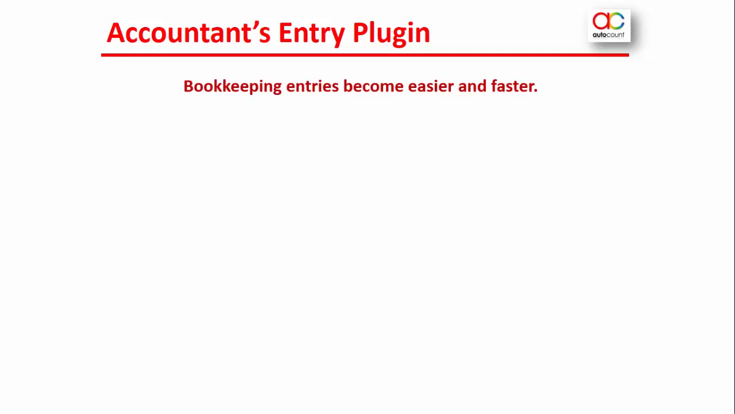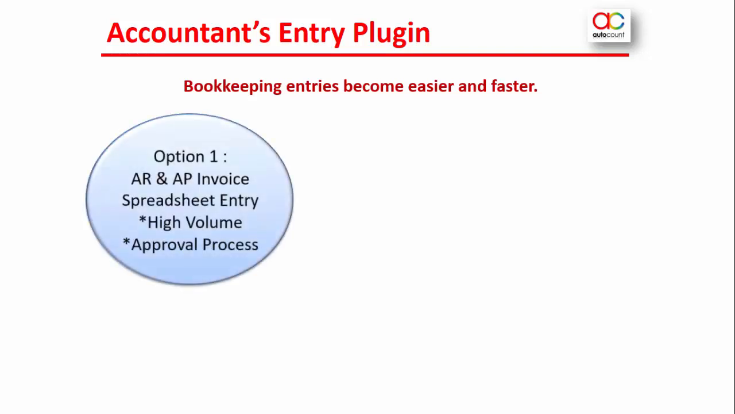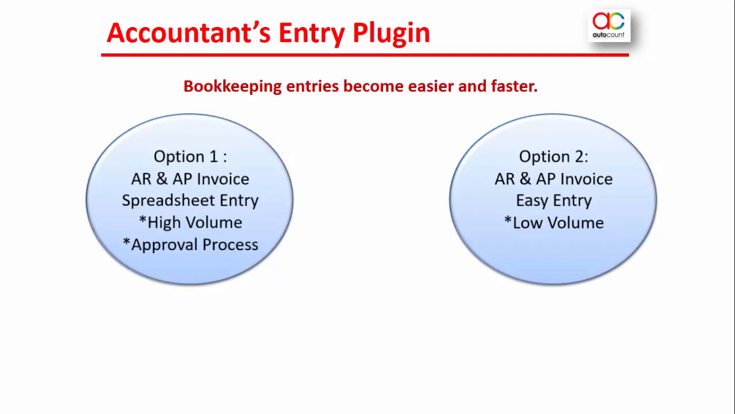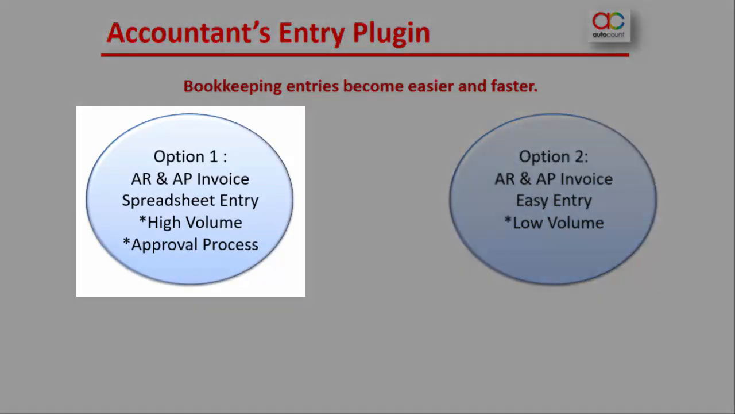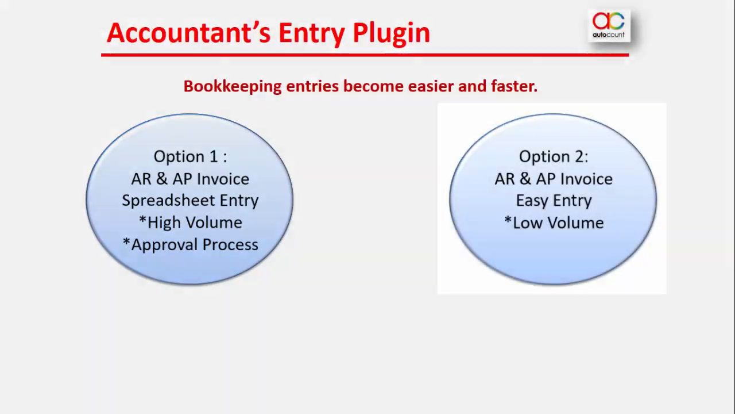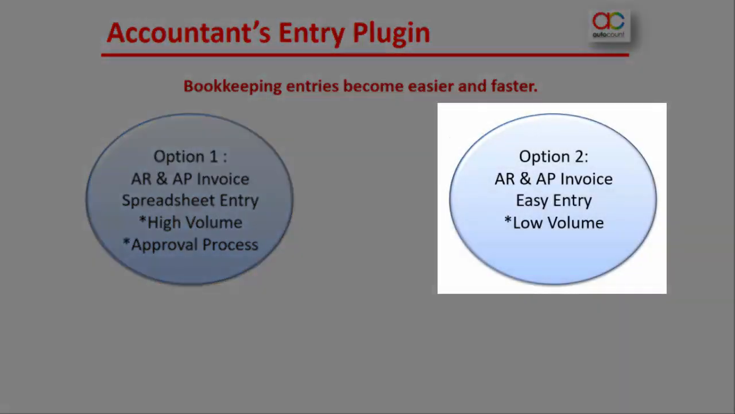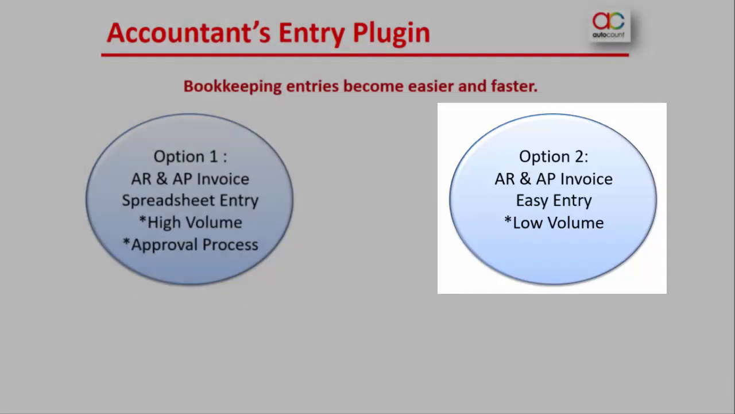I will explain to you the two options in this plugin, which are AR and AP Invoice Spreadsheet Entry and AR and AP Invoice Easy Entry. If you handle high volume of AR and AP invoice and need approval process, you may select option 1, Spreadsheet Entry, to key in the invoice. If your client has low volume of AR and AP invoice, you may select option 2.